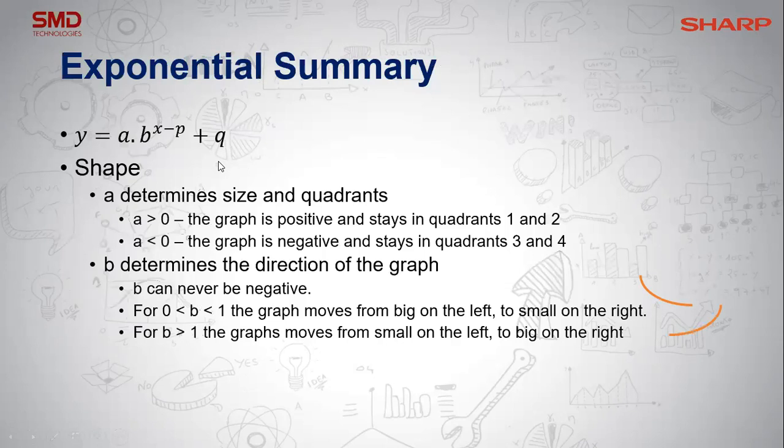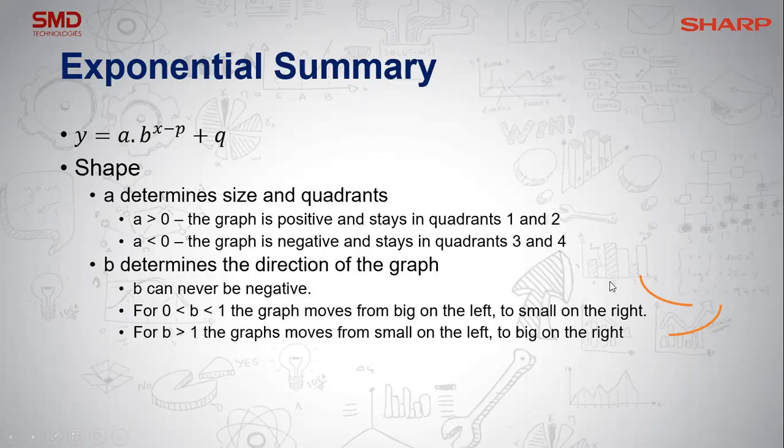Okay, then, of course, your exponential graph. Remember, this is the formula for grade 11 and 12. In grade 10, you only deal with b to the x plus q. Okay. And then, of course, when your gradient or your A value is positive, then it stays in the top 2 quadrants. When it's negative, it stays in the bottom 2 quadrants. Then B determines the direction of your graph. So B will never, ever be negative.